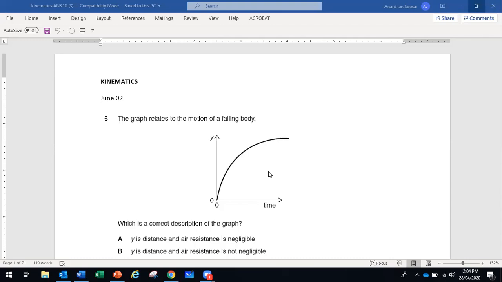So today's lesson will be wrapping up kinematics. We're going to do the past year questions for 1 hour. Then tomorrow we're going to start with a new topic, dynamics.